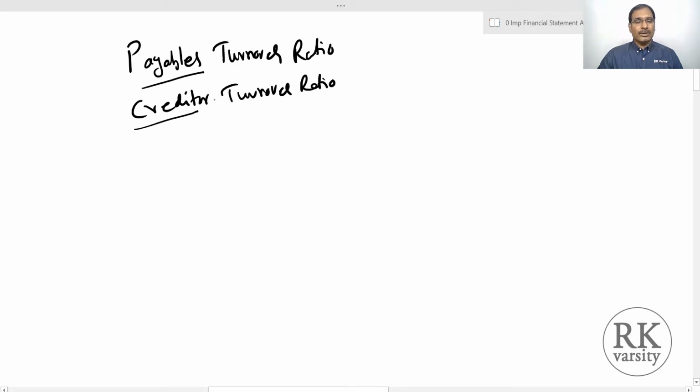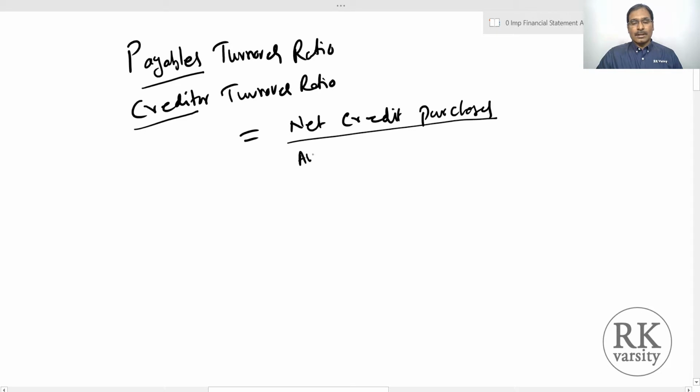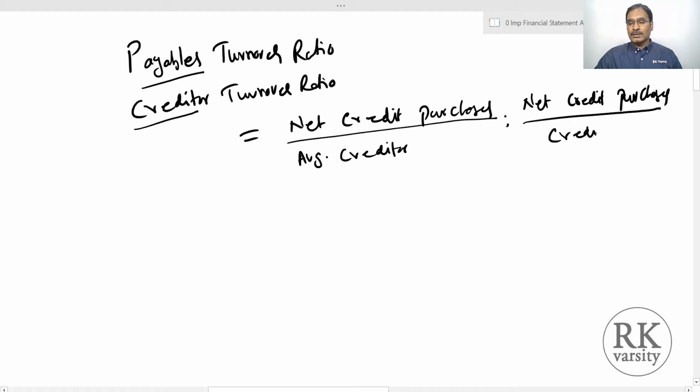And how you need to calculate payables turnover ratio is: this equals net credit purchases upon average creditors. So this is one equation, and the second one is net credit purchases upon creditors, that is the closing creditors which is shown in a balance sheet.